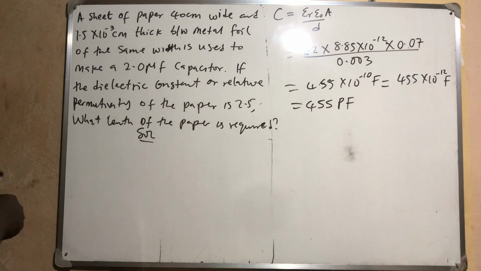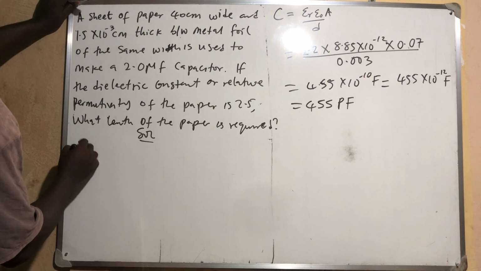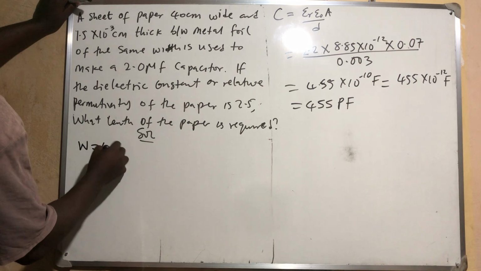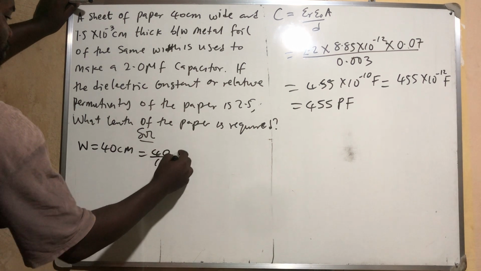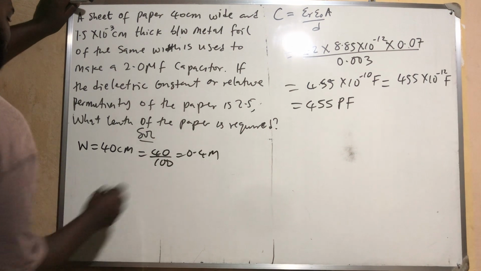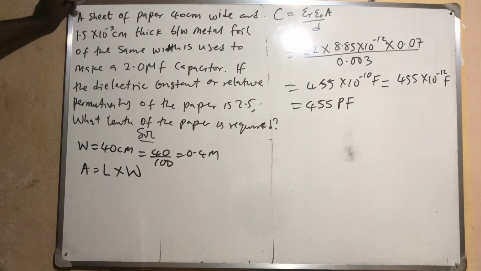They've given us the width. So I know that, okay, they gave us that is wide. Then the width is equal to what? 40 cm. So what does it mean? 40 divided by 100, which is 0.4 meters. Okay, I know that area is equal to length times the width.